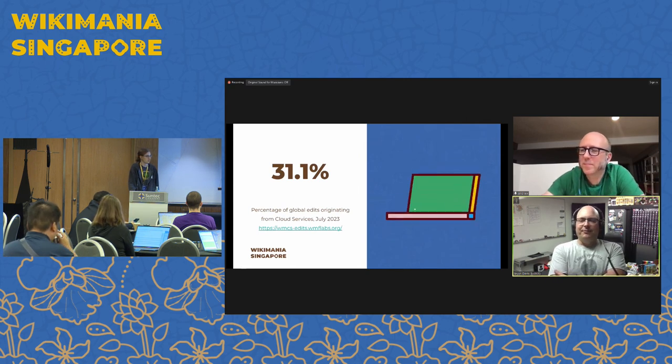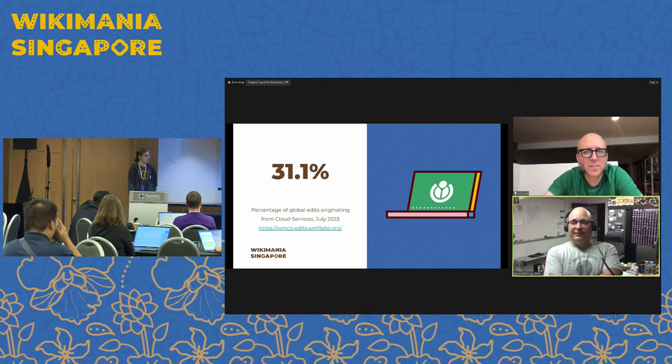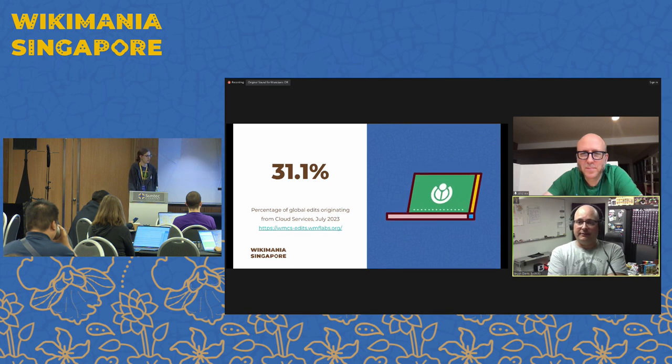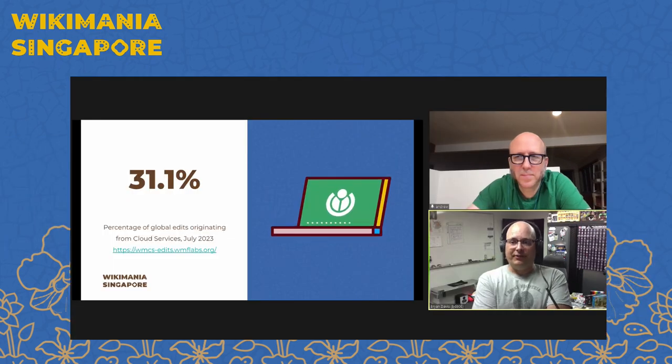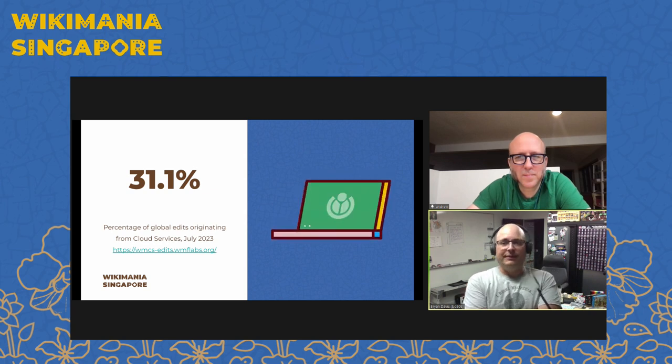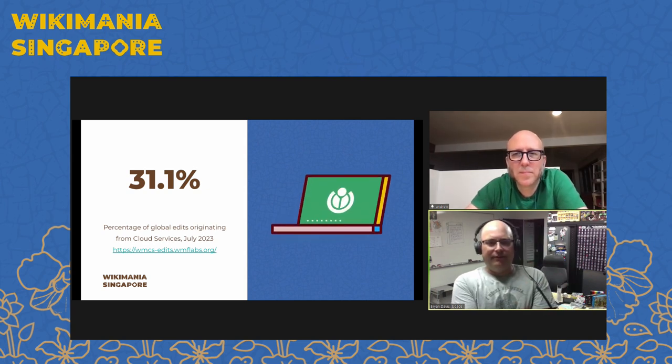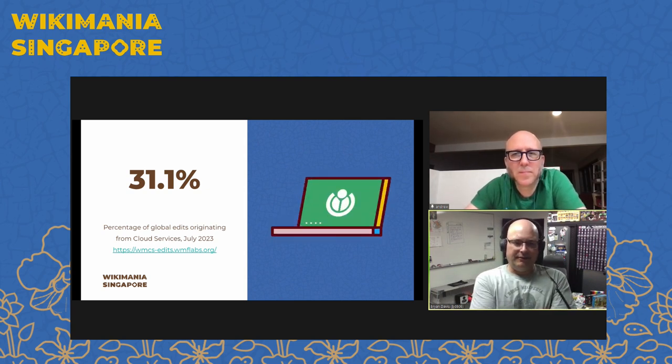Something interesting about how important Cloud Services has become to the movement: last month, 31% of global edits came from IP addresses that are inside our cloud. So that's bots and tools, those things running inside Cloud Services that are going out and fixing up the wikis. And I think that's pretty cool.